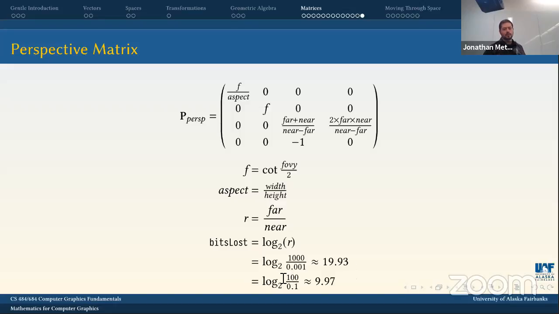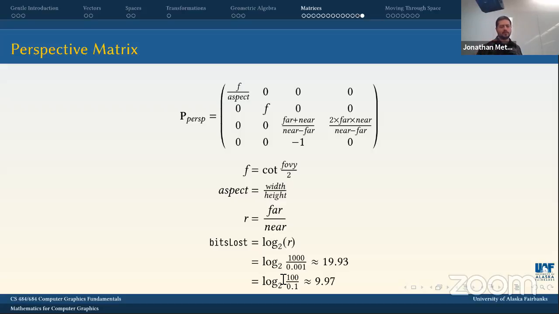But if you were to pick a more sensible thing, like, how about 10 centimeters away from me and 100 meters away from me? That might be more sensible. And you'll see that we have quickly recovered a lot of our depth back. So when we're talking about perspective matrices, we're going to have to think about the depth buffer.